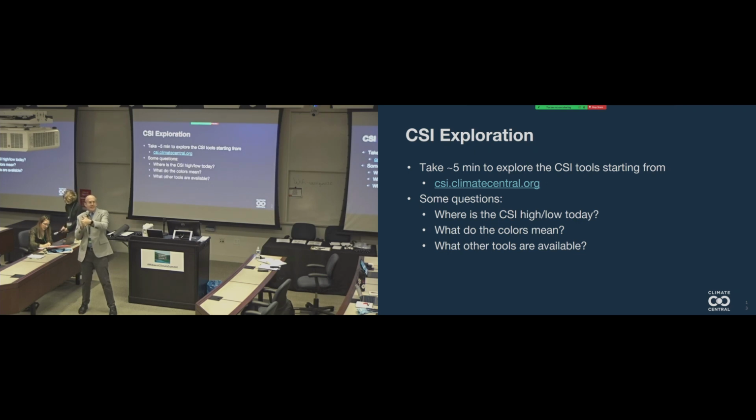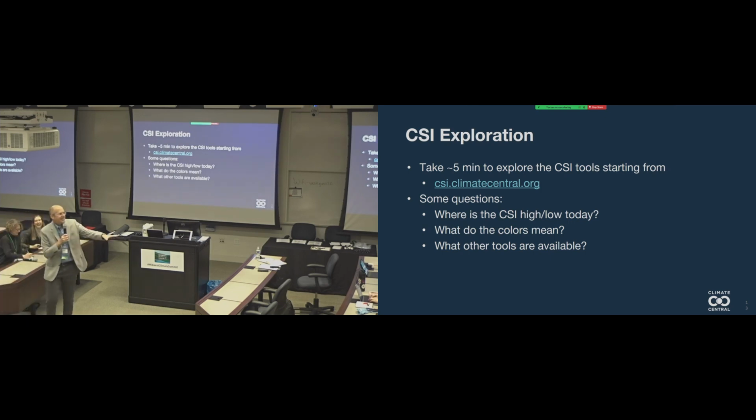Does anybody want to take a stab at describing what the CSI colors mean? This sort of gray through orange. It's whatever the temperature is at that point in time. If it's really orange, that means it's a certain number of times more likely to be that temperature because of climate change. And if it's grayer, it's that many times less likely to be happening because of climate change. Perfect. Excellent. You passed.